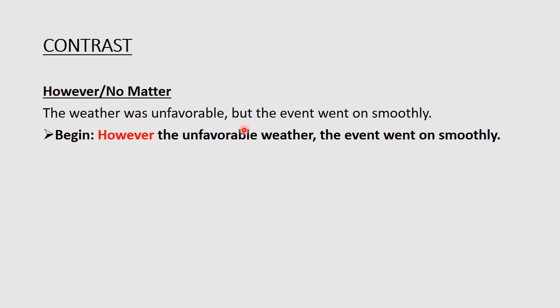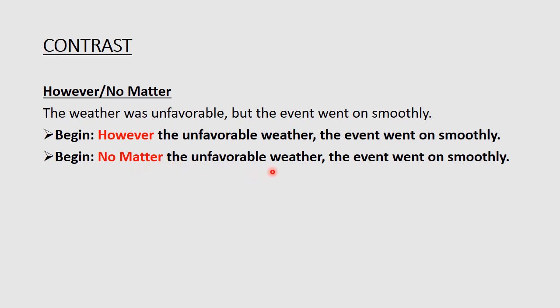If you still don't understand what an adjective is, comment in the comment section, or if you are my student, when you're done watching, just let me know. However the unfavorable weather, the event went on smoothly. So after however, it should be followed by the, then the adjective, then the noun. Using no matter, it will be the same. It's just that where there's however, you put no matter. No matter the unfavorable weather, the event went on smoothly.